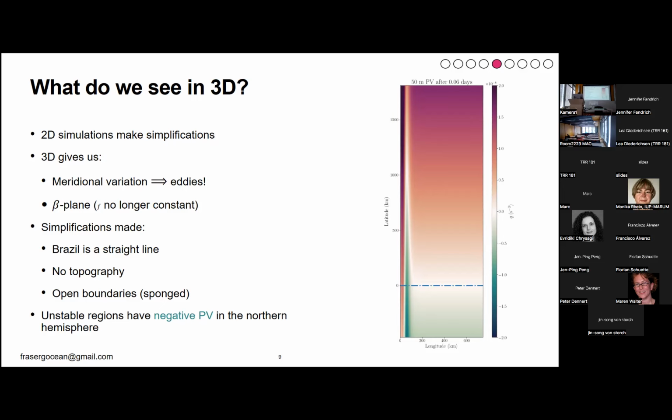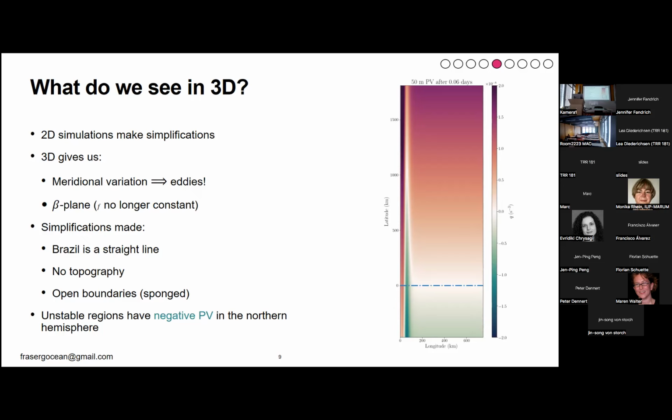So this plot here shows potential vorticity in an idealized 3-dimensional model of a western boundary current crossing the equator. What going to 3D means is that we get meridional variation. So it means we can have eddies and things form. It also means we get the beta plane, we've situated the model on the beta plane. So that means we capture that meridional variation in f. So we don't have to just put a blob of negative PV in the northern hemisphere. We can actually see how the negative PV evolves over time. It just adds some missing ingredients.